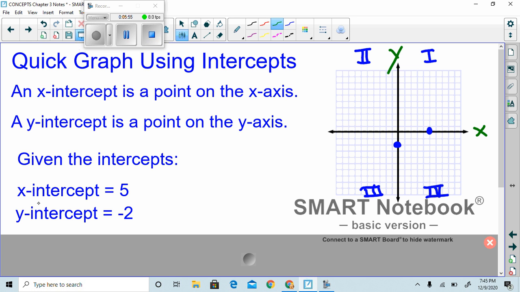So this is telling me that the x-intercept is 5, 1, 2, 3, 4, 5. I have it graphed right there. And my y-intercept is -2, down 2. And if I connect those points, I have a graph. Let's see that again.